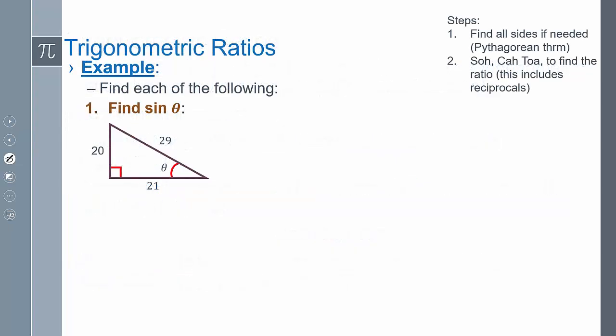So for this first one, it says find sine of theta. So if I do SOHCAHTOA, my sine ratio is the ratio opposite to the hypotenuse. So opposite 20 to the hypotenuse 29. And so I'm going to say sine of theta equals 20 over 29.